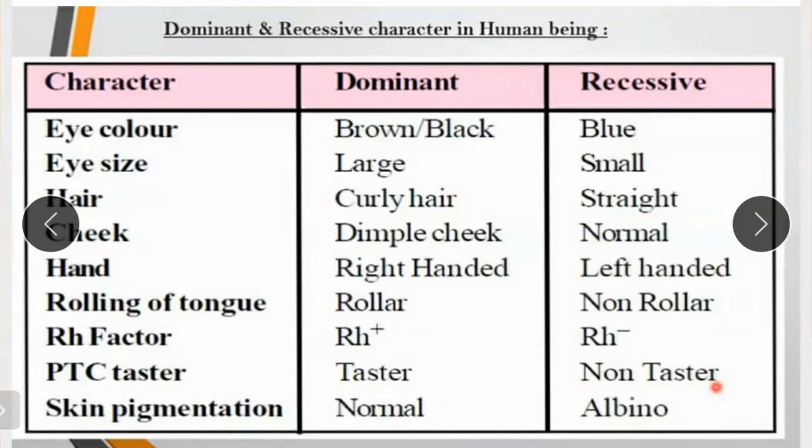What about hand tendency? Most human beings are right-handed, and we rarely see left-handed people. So left-handedness is a recessive character. What about rolling of the tongue? In dominant, most human beings can roll their tongues, but some cannot. They are non-rollers. And what about skin pigmentation? In dominant, in our India, we can mostly see the normal skin color. And what about the recessive character? It is albino. These are the characters which we can see in human beings.